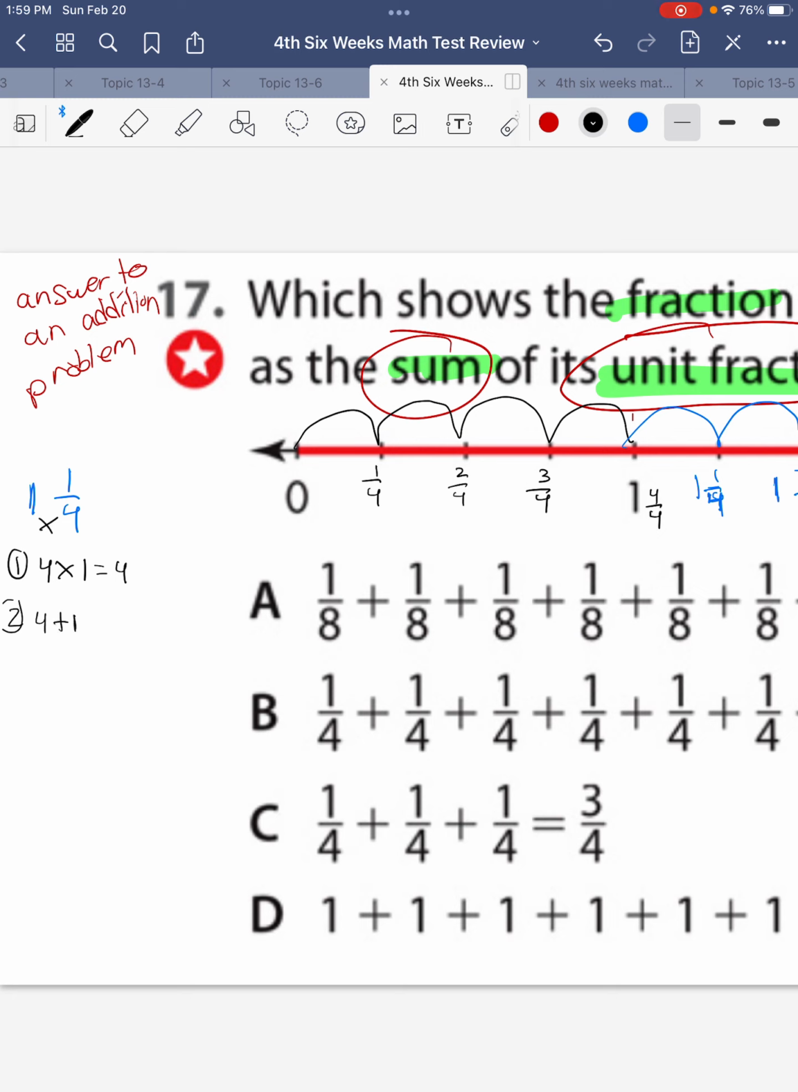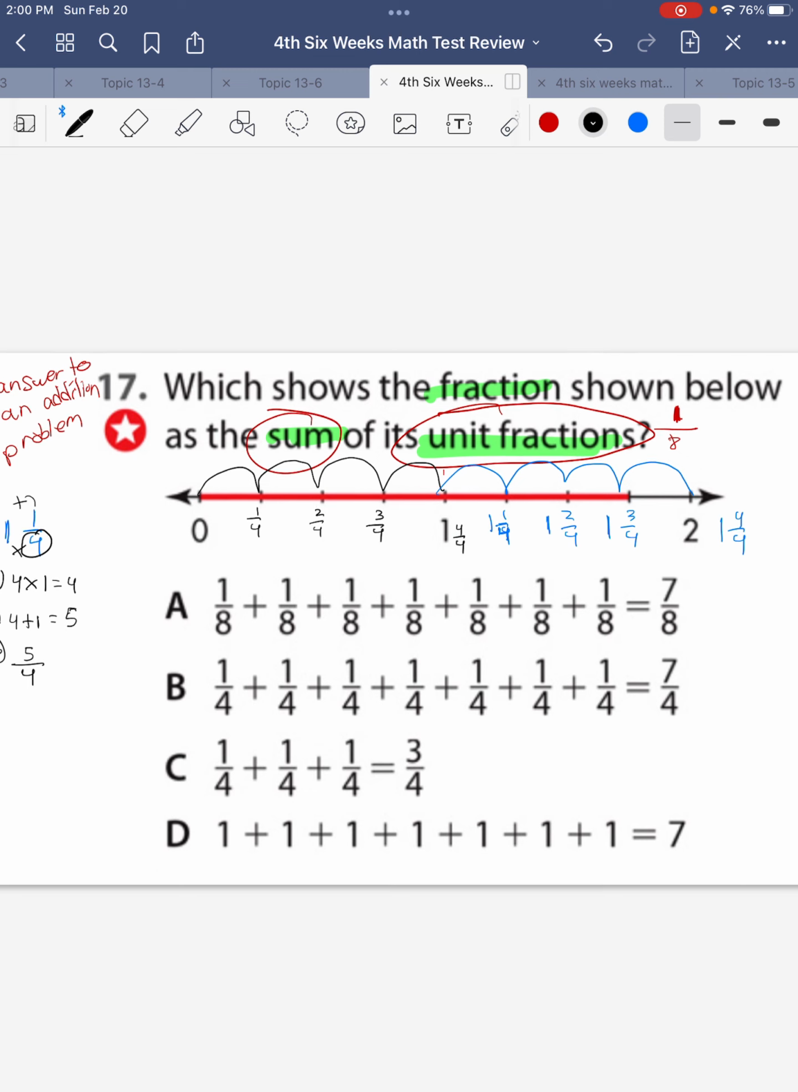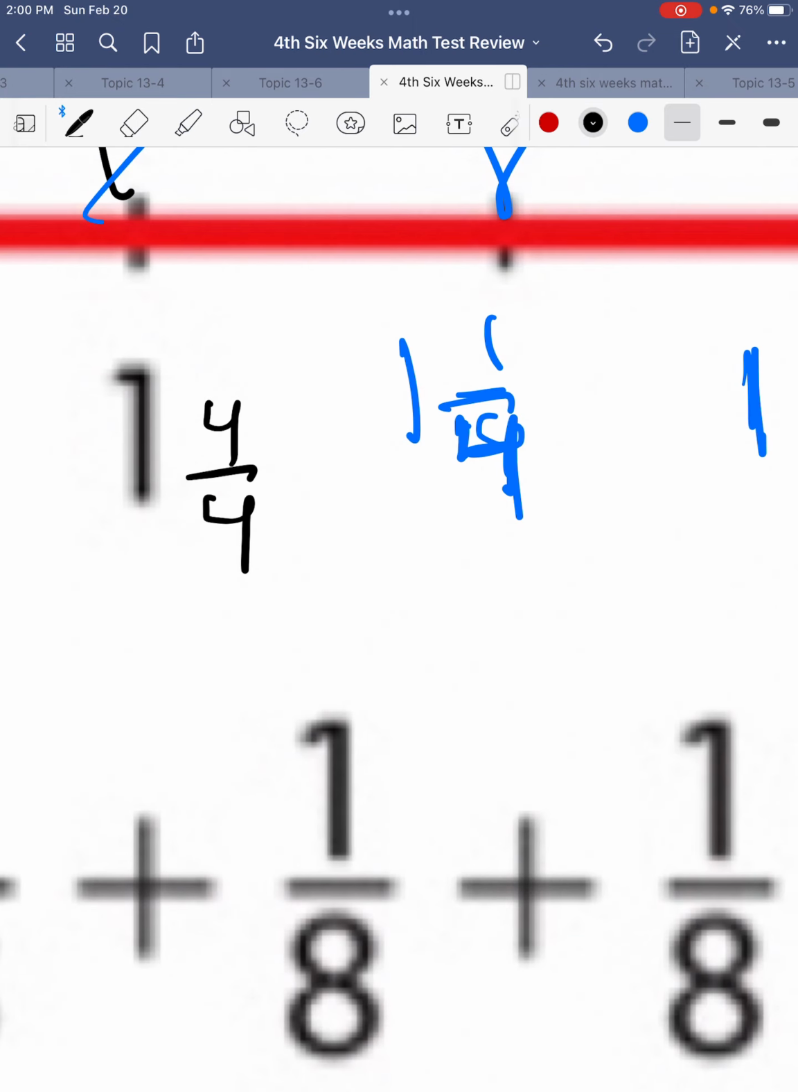Your third step, remember, your 5 is gonna be your numerator. Your denominator, which is the 4, will stay the same. Okay, so now this 1 and 1 over 4 is actually gonna equal 5 over 4 now. Okay, so now this is my new fraction.